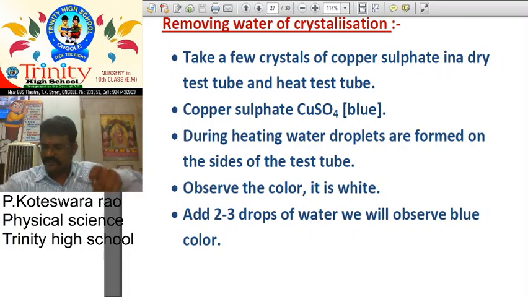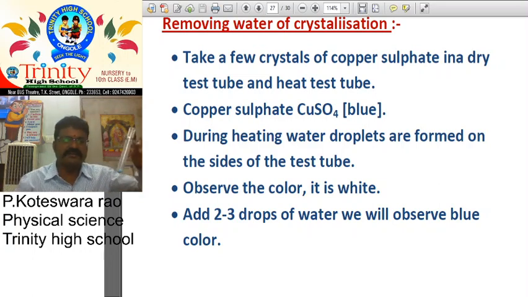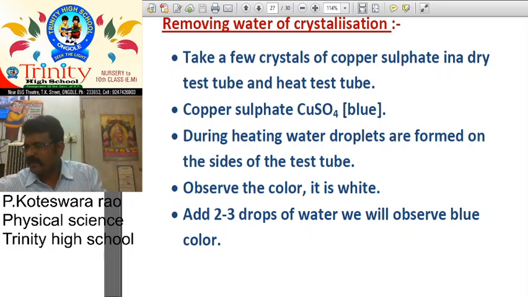Then if you use a spirit lamp or Bunsen burner, then what happens? It can be heated. Then what you observe, actually it is white color. After heating, it changes into white color.